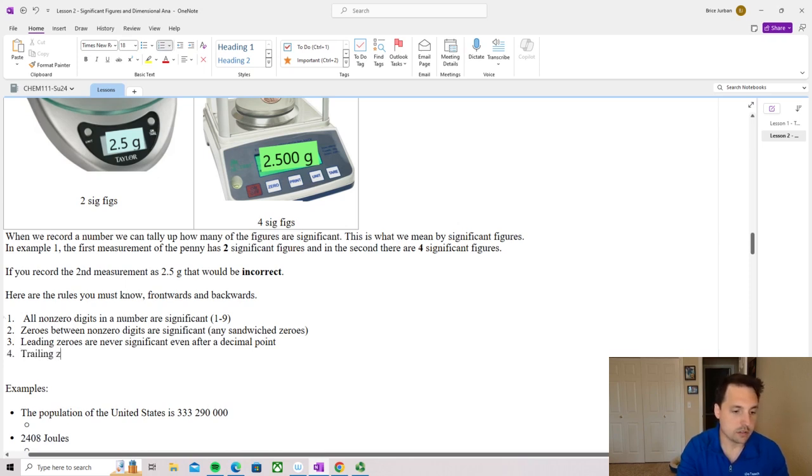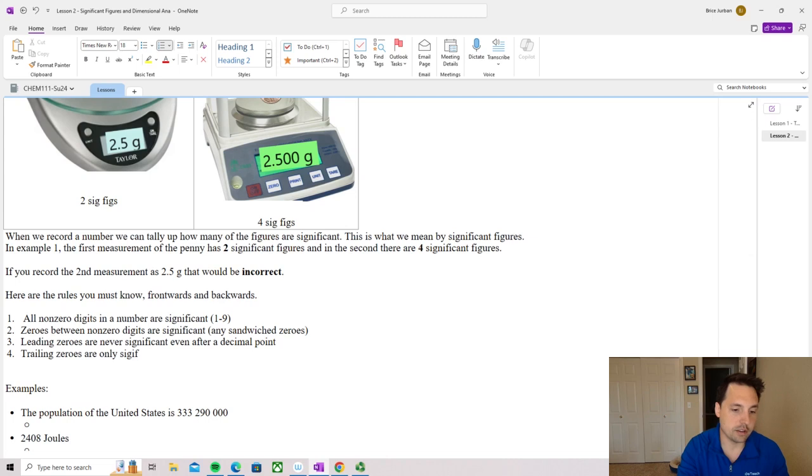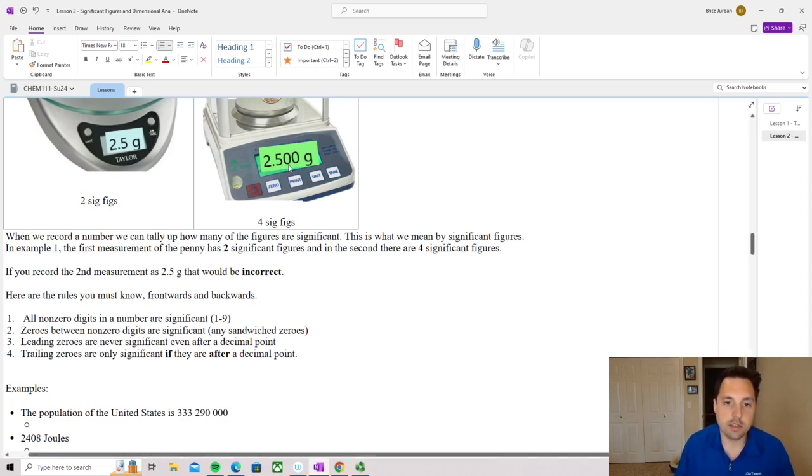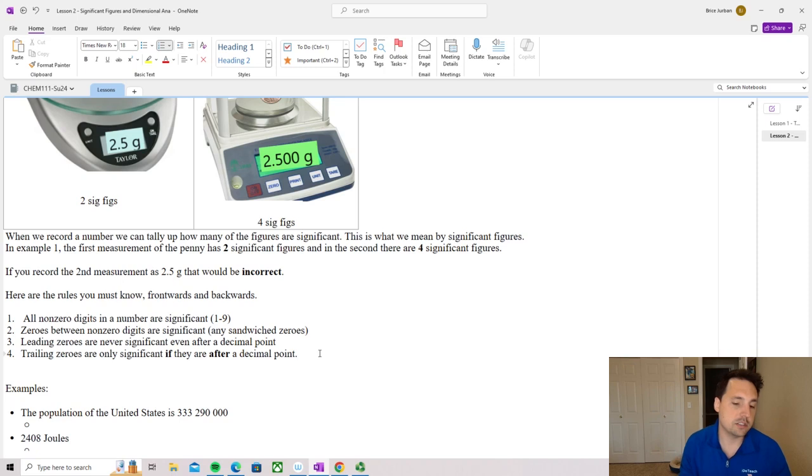Trailing zeros are only significant if they are after a decimal point. So we have these zeros here that occur after the decimal point, 2.500. So those are significant. But there is going to be a couple examples where, like say for example, 250. That last zero is not after a decimal point, so it may not be significant.